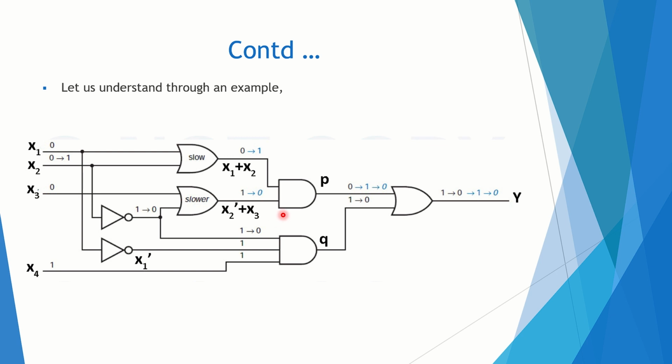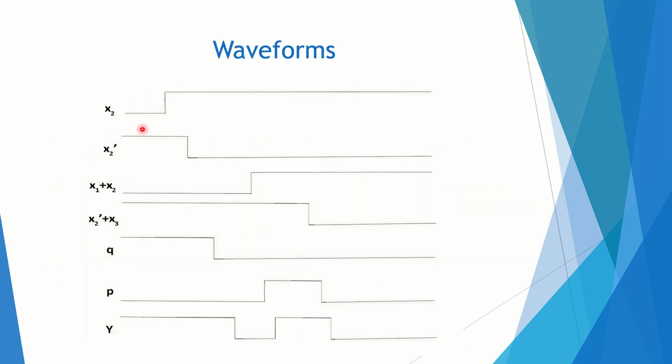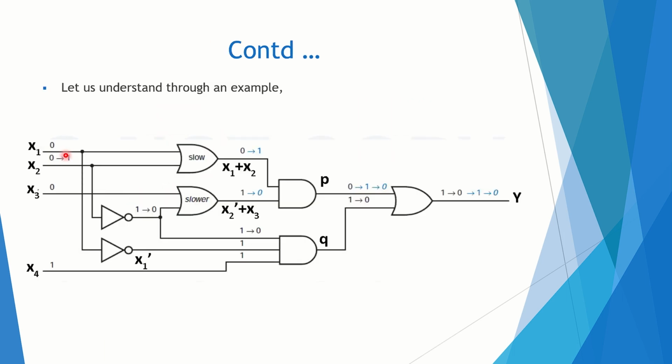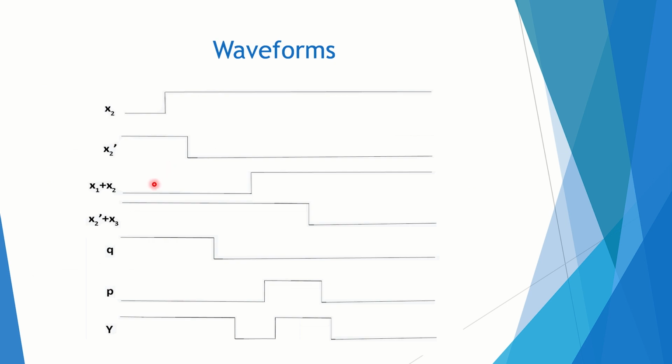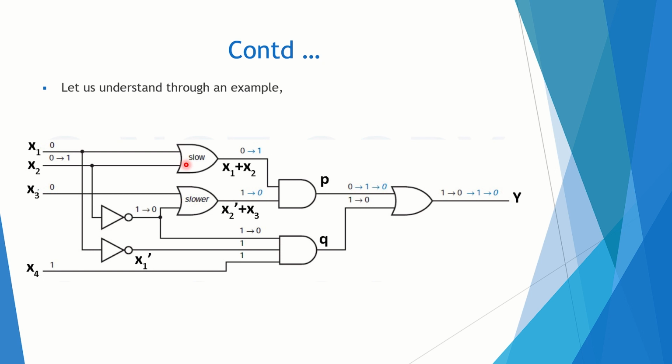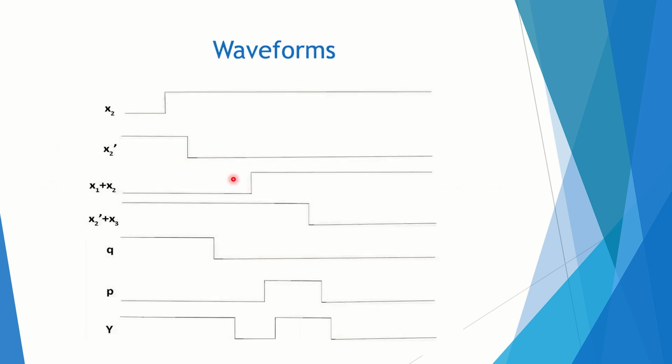Okay, so let us see the waveforms. This is x2 here. See, x2 changes from 0 to 1, and x2 bar, after one inverter delay, goes from 1 to 0. Then x1 plus x2, where x1 is at 0. The output of this is like this, but it gives more delay than the inverter. So it is remaining like this. It is a slow gate, so it is giving more delay than other gates.